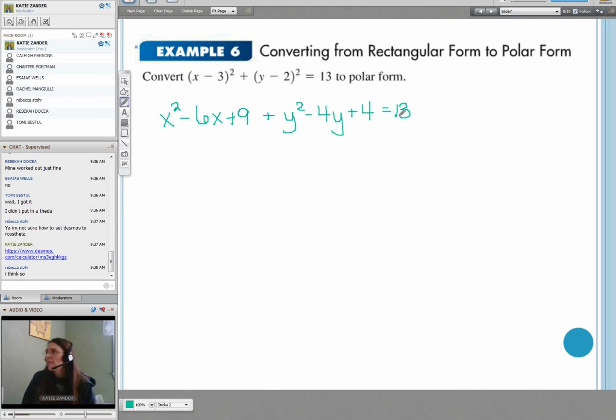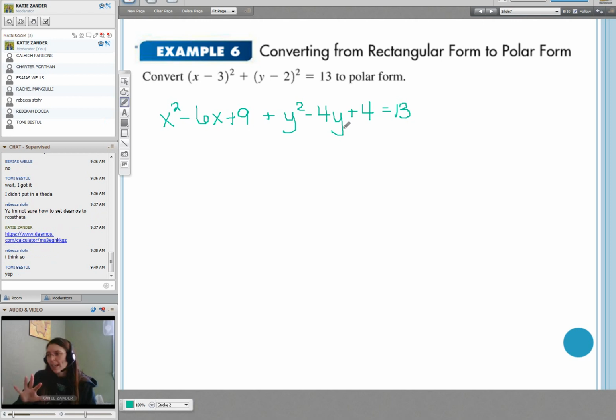All right, does that look good? Hopefully. I'm going to start moving anything that's not an x or a y, so my constants, over to the other side. So essentially, let's subtract the 9 and subtract the 4. I think that's going to bring me back to a 0 over here.